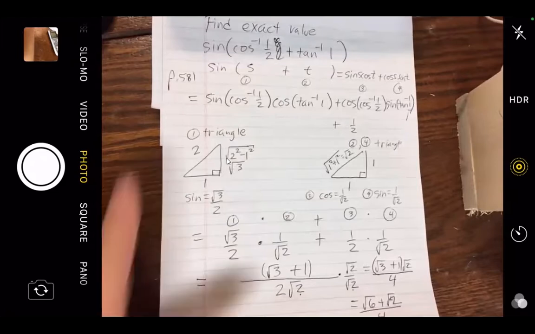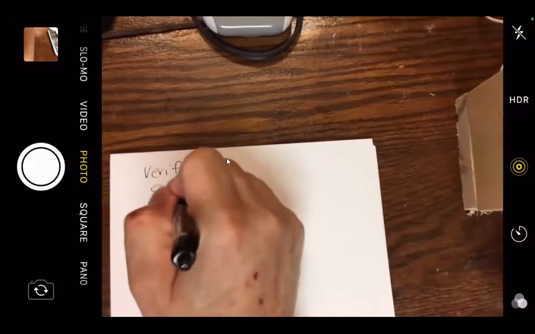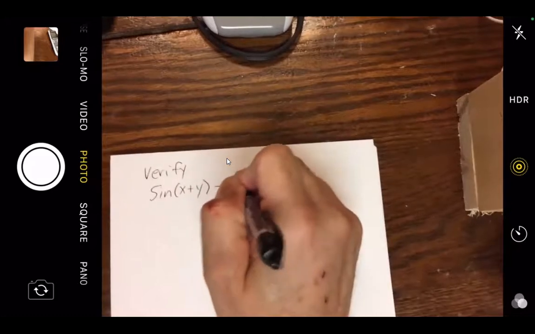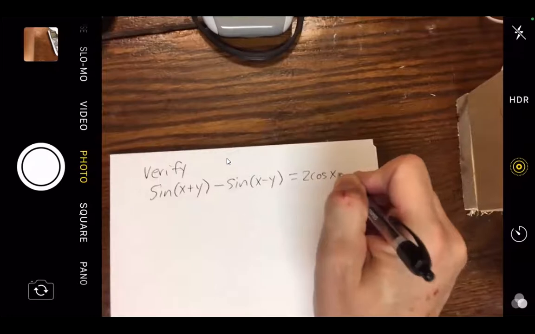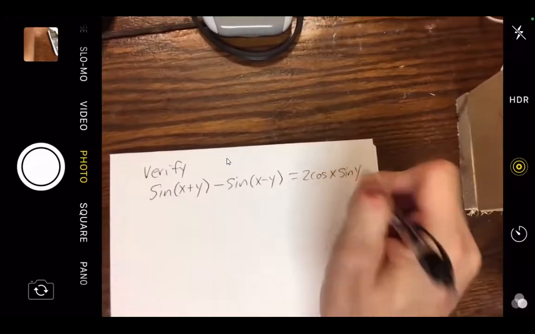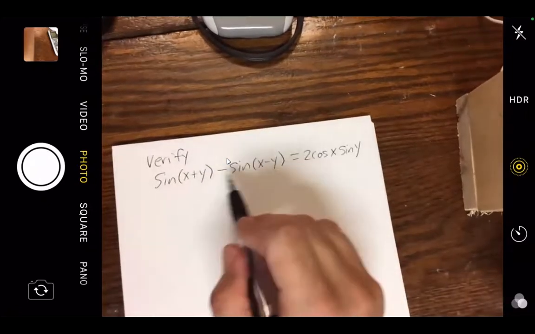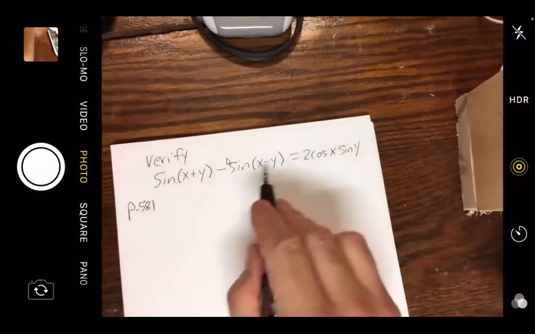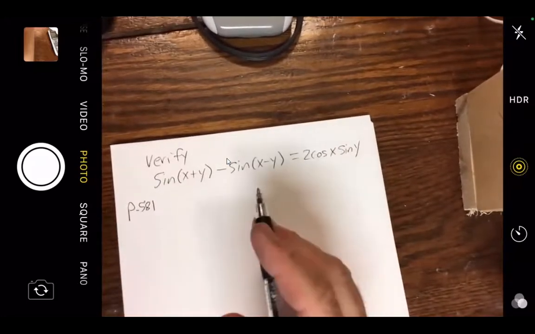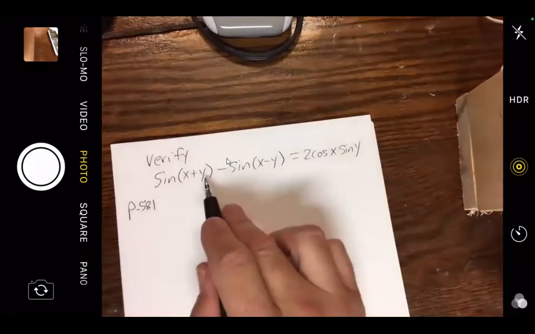This one says prove the identity. Sine of x plus y minus sine of x minus y equals 2 cosine of x and then sine of y. When you see this kind of stuff, you're thinking back to page 581 and plugging in those formulas, then watching your like terms and seeing if you can boil it down to this, because you will never turn this into this.